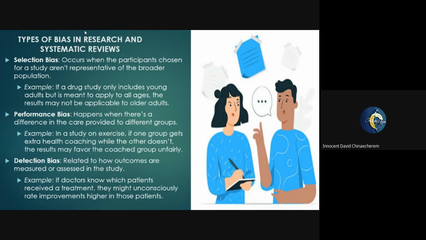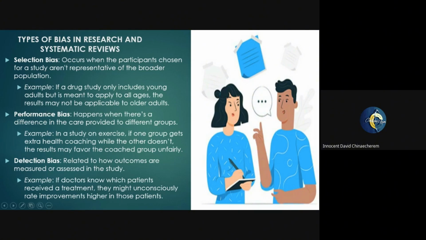And remember, the types of biases that we're discussing here form the domains of what we call the Cochrane risk of bias tool. We're going to explain that particular tool, but it's very important we understand all the elements of these particular words, risk of bias tool.